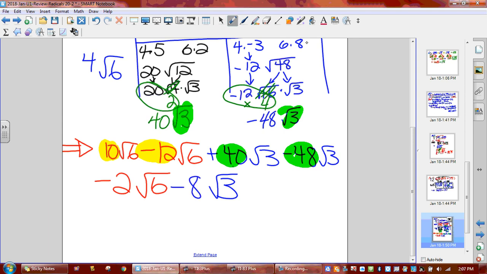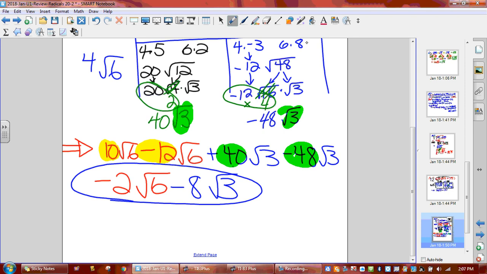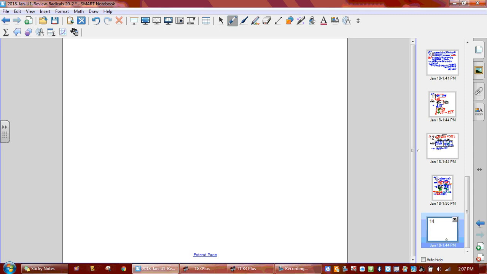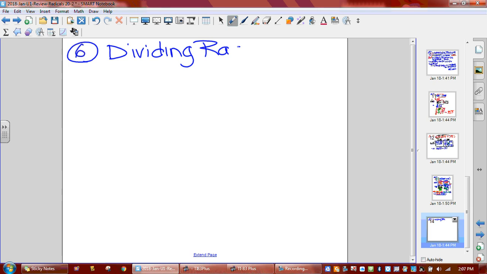So this is going to be number 6, dividing radicals. So we straight up, again, we need to have a condition, and there's only one. We have to have the same index, just like multiplying. So, same rules as multiplying.